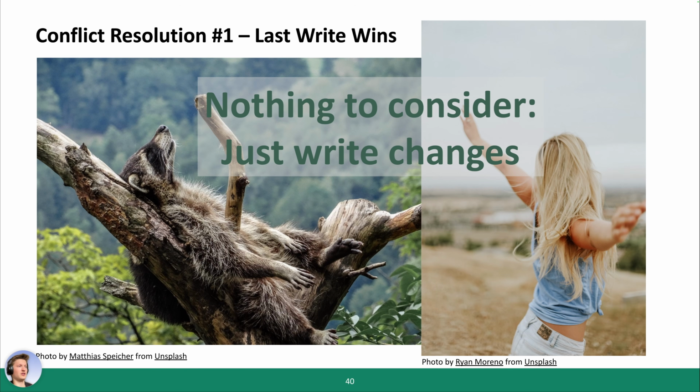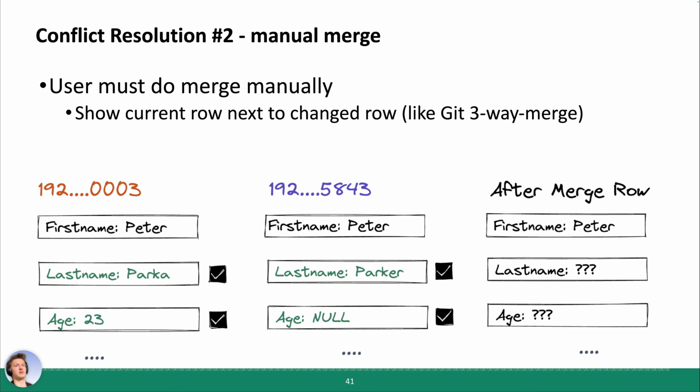First solution would be just last write wins. And yeah, this works, of course, but you will lose changes. So in most cases, you won't want to use it. What you can do instead is a manual merge. It's like Git. Sometimes you have these nasty conflicts, and many times you need to manually resolve the conflicts.